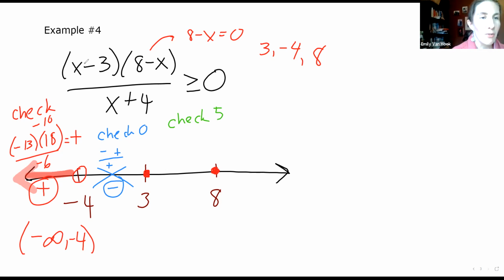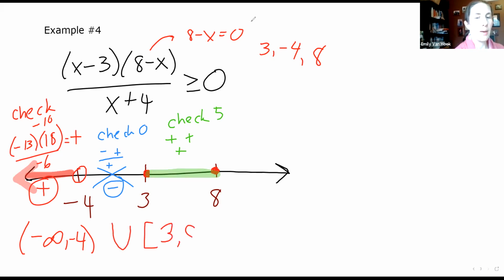Okay, so when I check 5, 5 minus 3 is 2. That's positive. 8 minus 5 is 3. That's also positive. 5 plus 4 is 9, positive. So everything ends up being positive here. So this definitely works. So I will include this interval from 3 to 8. So that means I use a union symbol. Now I'm using square brackets, 3, 8.